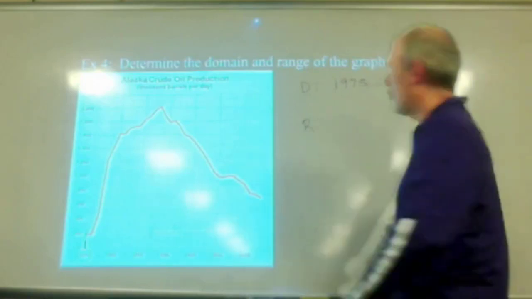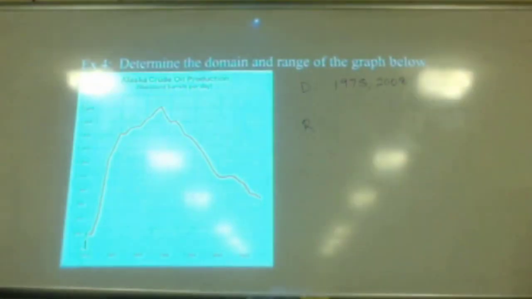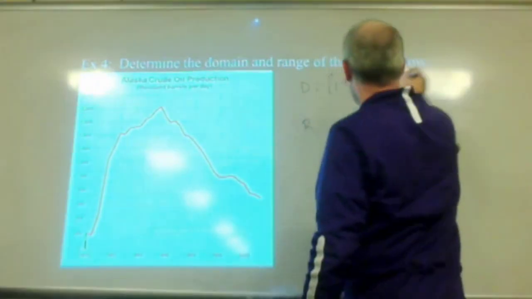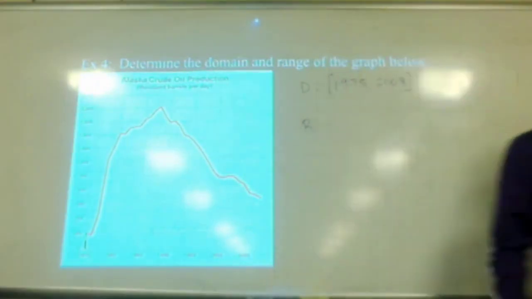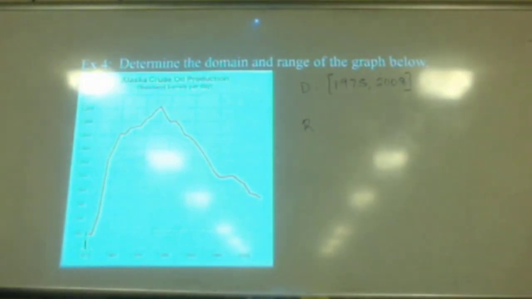Here's the nice thing about graphs. Unless we see an open circle specifically drawn in the graph, we get to assume closed interval. So unless you actually see in a graph an open circle, these are going to be brackets. We know the value in 1975. We know the value in 2008. That's a closed interval on both sides.